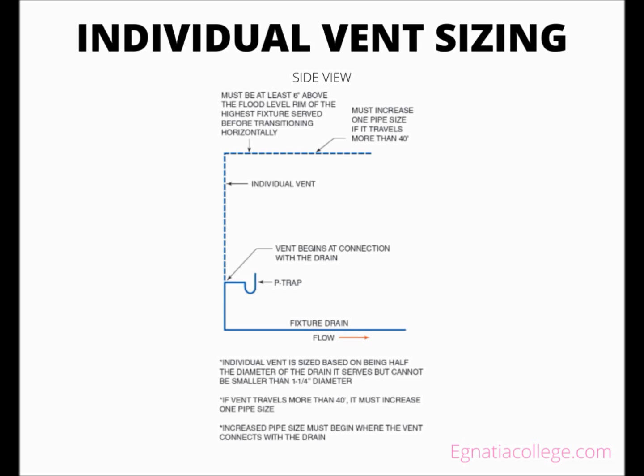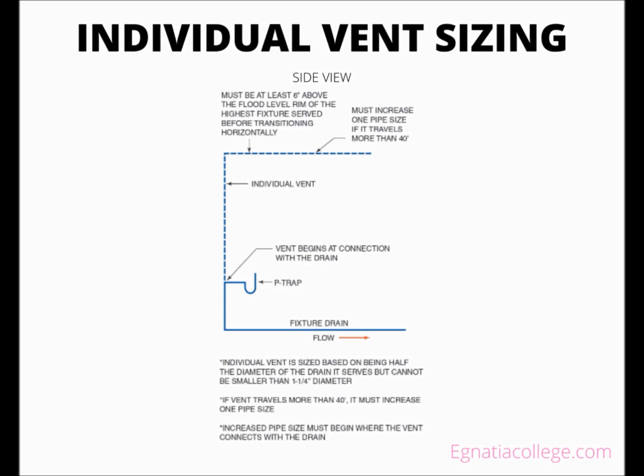Individual vent sizing. An individual vent is generally half the diameter of the drain it serves, but no less than 1¼ inches in diameter. Some codes dictate that a vent must be increased one pipe size if it travels more than 40 feet, or other distances dictated in a code book, and that the increased size begins from its point of origin with the drain.